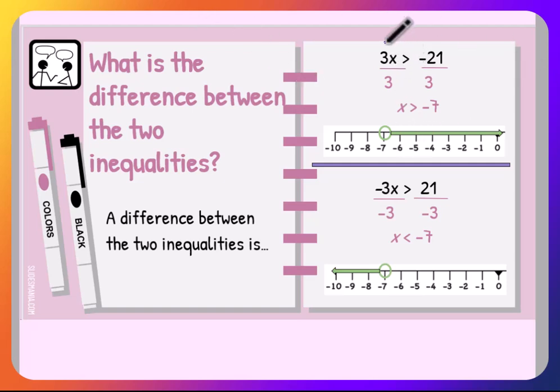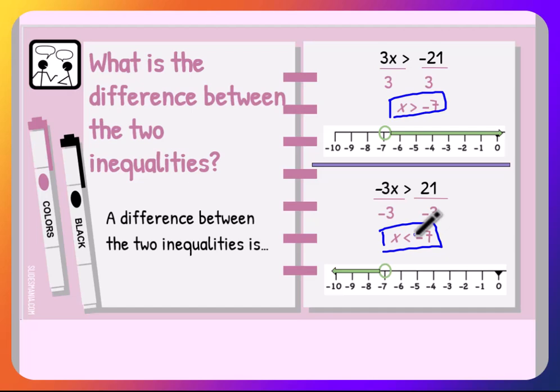For the first one, you are multiplying by a positive 3. So to solve the inequality, you would divide both sides by a positive 3, and you get that x is greater than negative 7. On the second inequality, you have to divide by a negative 3, which gives you a solution of x is less than negative 7. So really, your solution is negative 7, but what's different is that for one of them, it's greater than negative 7, and for the second one, it's less than negative 7.